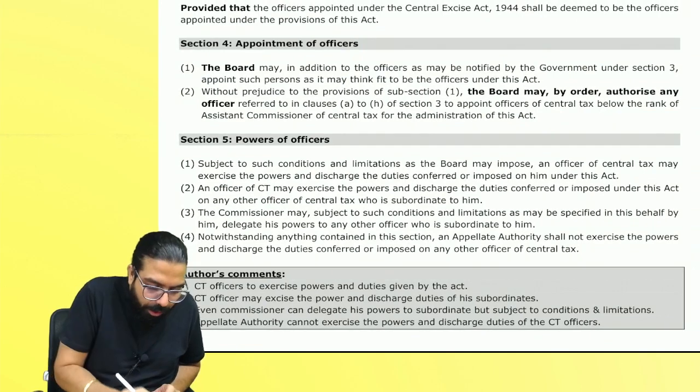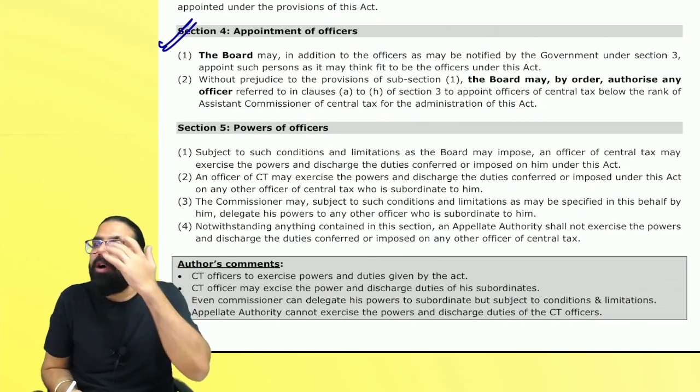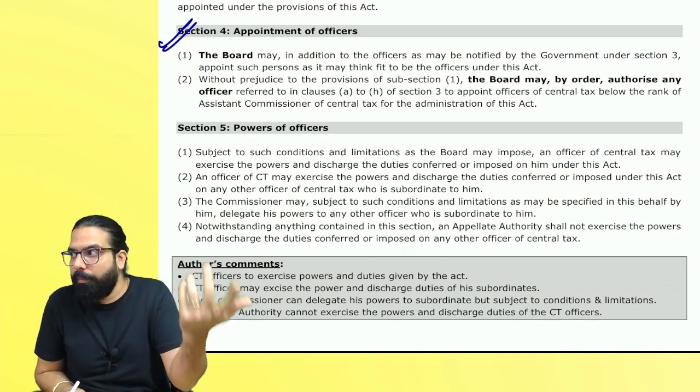Next. Appointment of officer. Who appoints the officer? The board. Okay, let him appoint.